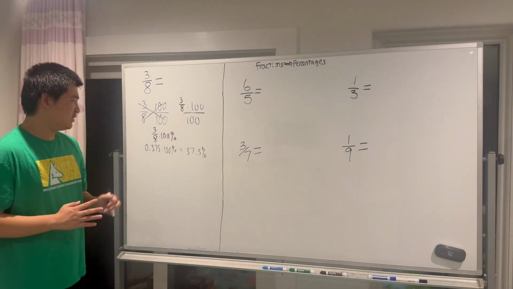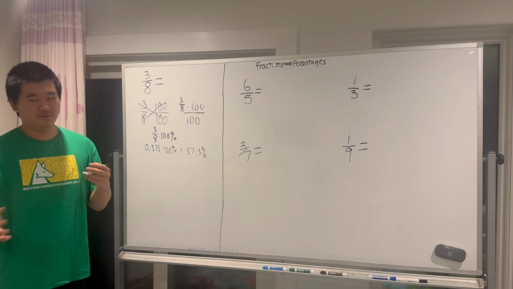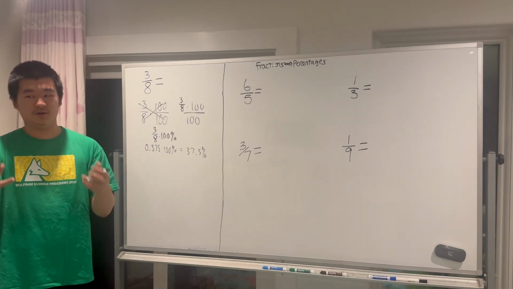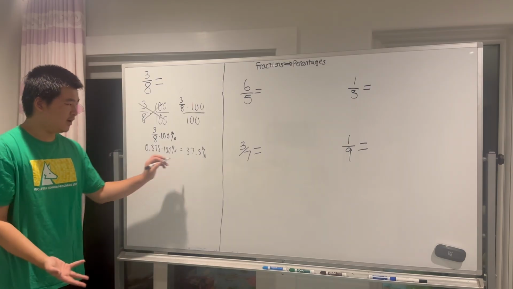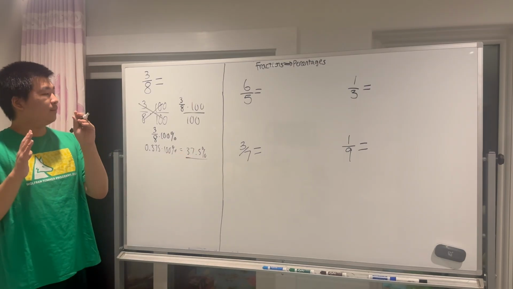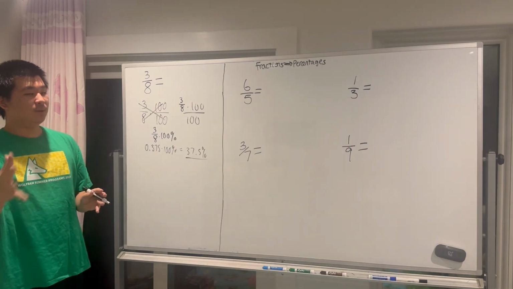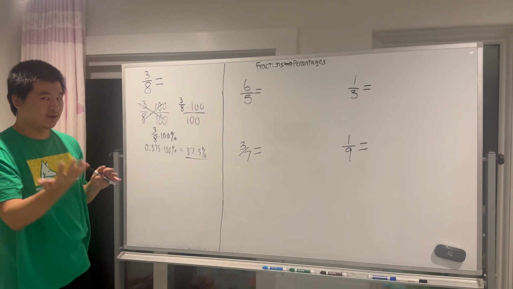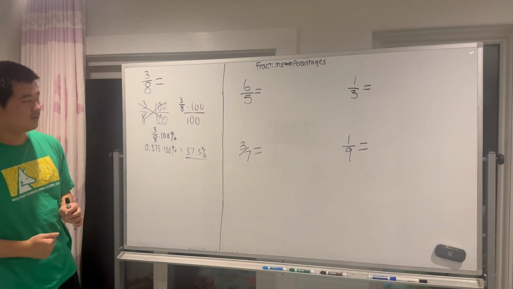The other way you could do this is to convert 3 over 8 times 100 into a fraction, right? That would be 300 over 8, which is 75 over 2, which is 37.5. Add a percent at the end, same thing. So really, in summary, the process to convert a fraction into a percentage is just multiply the fraction by 100 and then add percent at the end. That's it. So let's get some practice.